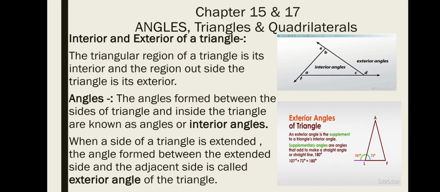When a side of a triangle is extended, the angle formed between the extended side and the adjacent side is called the exterior angle of the triangle. So here you can see the exterior angle of a triangle which forms a linear pair with the interior angle. Here they have given 107 and 73, whose sum is 180. So they are exterior and interior angles, which are adjacent to each other, so they form a linear pair.